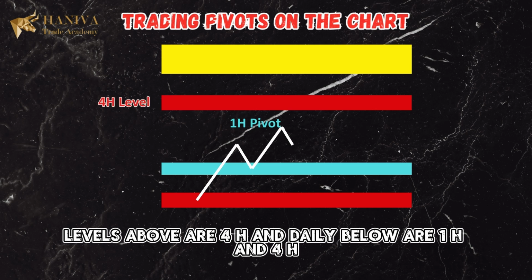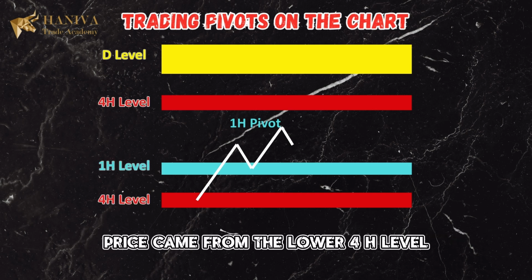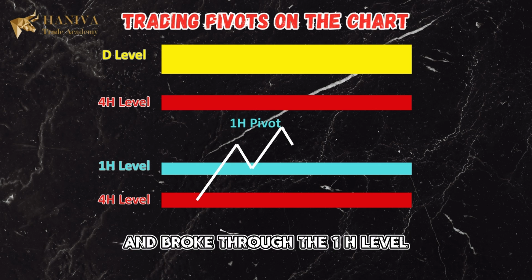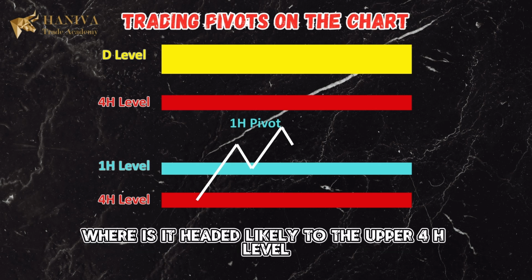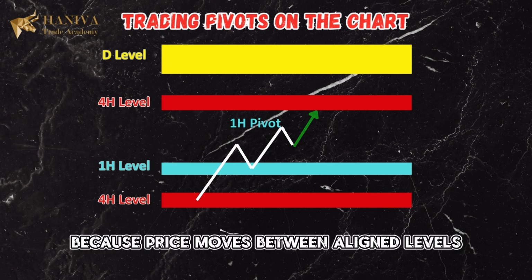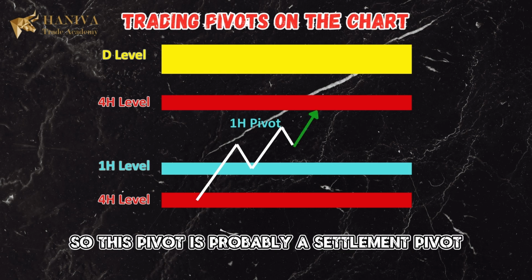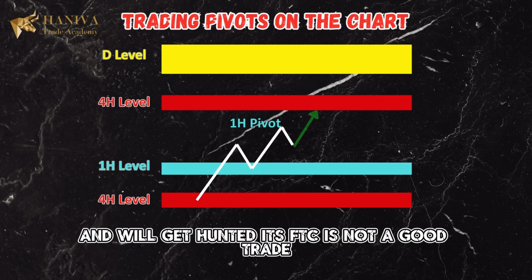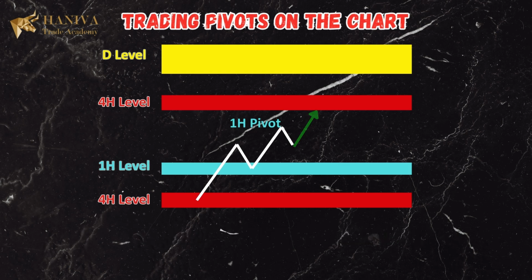Levels above are 4H and daily. Below are 1H and 4H. Price came from the lower 4H level and broke through the 1H level. Where is it headed? Likely to the upper 4H level, because price moves between aligned levels. So this pivot is probably a settlement pivot and will get hunted. Its FTC is not a good trade.